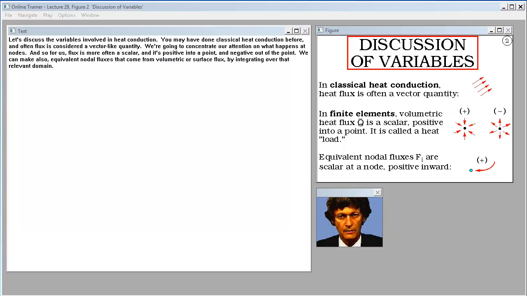Let's discuss the variables involved in heat conduction. You may have done classical heat conduction before, and often flux is considered a vector-like quantity. We're going to concentrate our attention on what happens at nodes, and so for us, flux is more often a scalar, and it's positive into a point and negative out of the point. We can also make equivalent nodal fluxes that come from volumetric or surface flux by integrating over that relevant domain.